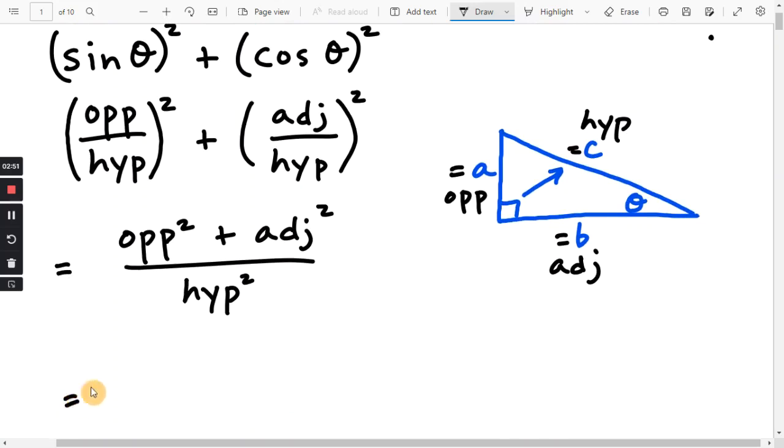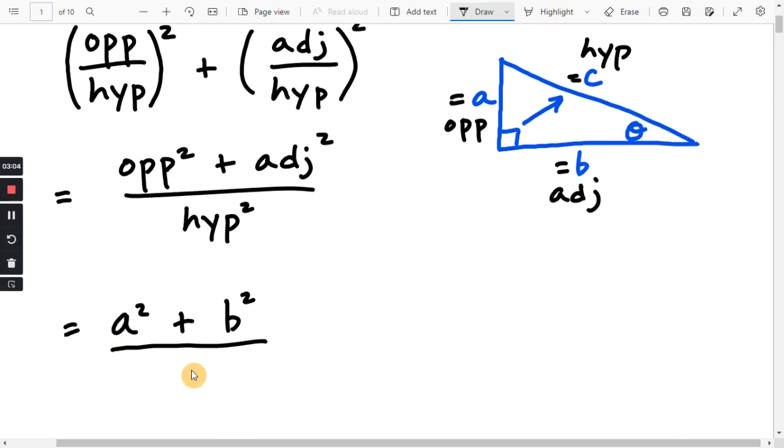So in place of opposite squared, I'm going to do A squared. In place of adjacent squared, I'm going to do B squared. And in place of hypotenuse squared in the denominator, I'm going to do C squared. Now we know from Pythagorean theorem that A squared plus B squared equals C squared. Okay, so in place of A squared plus B squared, I'm going to sub in C squared.